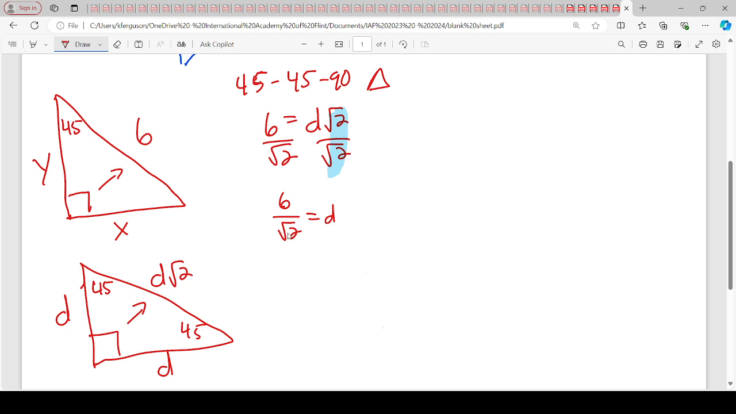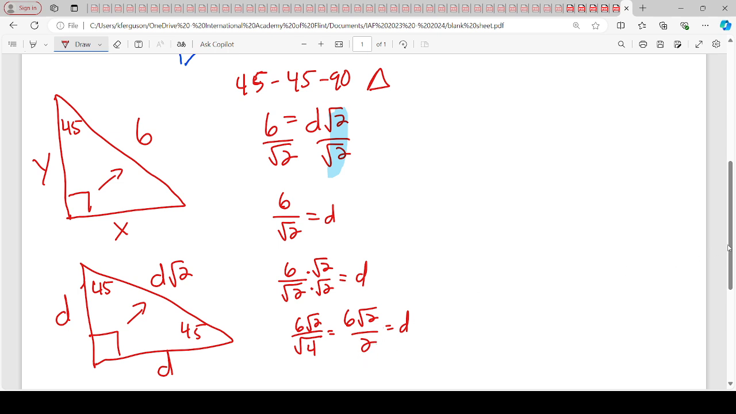So now I need to get rid of this square root of 2. So I'm going to take 6 over the square root of 2, and I'm going to multiply the square root of 2 top and bottom. So remember, we're dealing with fractions, so we can do this. Now, why did I pick the square root of 2? Because the square root of 2 times the square root of 2 is the square root of 4, right? And so then I've got 6 times the square root of 2 over the square root of 4, which equals 6 times the square root of 2 over 2.